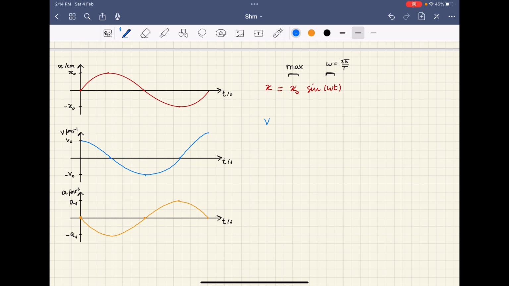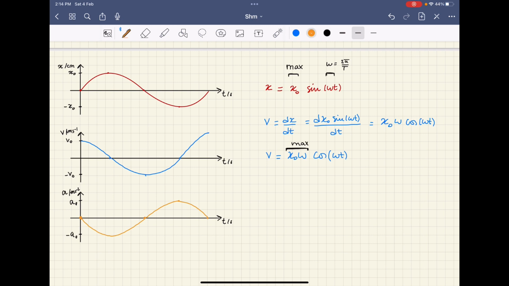Now, in order to find v, v is the derivative of x in time. So if you want to derive this expression in time, you will get x0 omega, and the sine turns into a cosine omega t. And so v is equal to x0 omega cosine omega t. Once again, this quantity over here represents the maximum of our graph, which is the v versus t graph. So this is our maximum velocity.